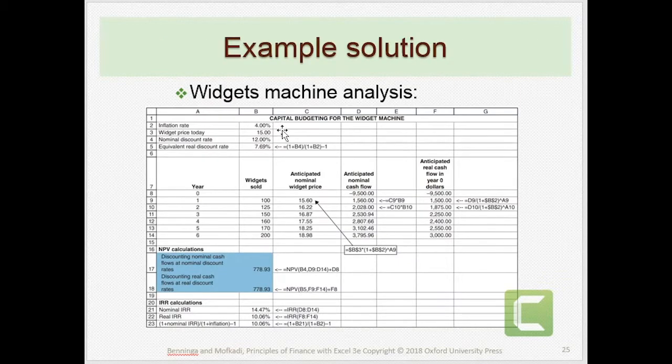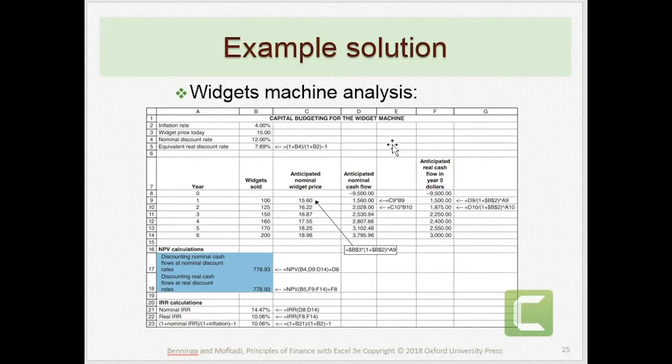We have the inflation rate, we have the widget price today, the discount rate, the equivalent real discount rate. This is 1 plus B4, which is our nominal rate, divided by 1 plus B2, which is the inflation rate, minus 1. So let's look at this. We have year 0, $9,500 investment. Year 1, 100 widgets we sell, $15.60. Nominally, we earn $1,560. Adjusted for inflation, so real cash flow is only $1,500.